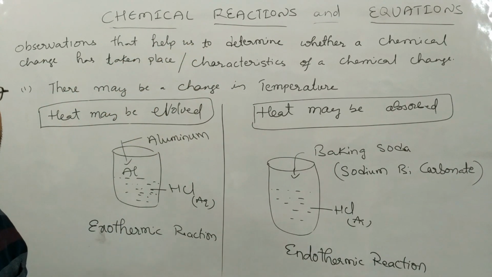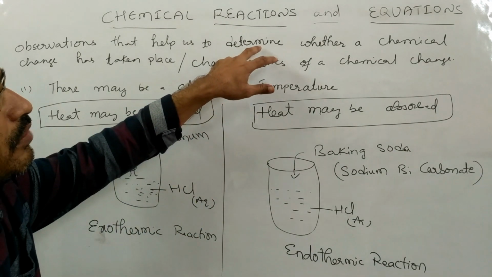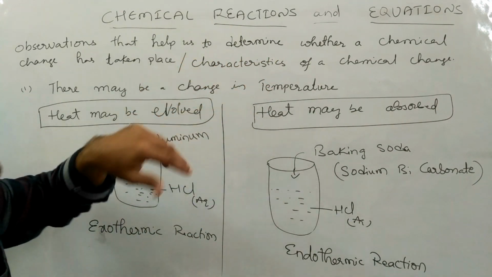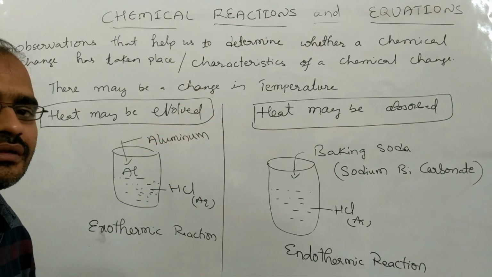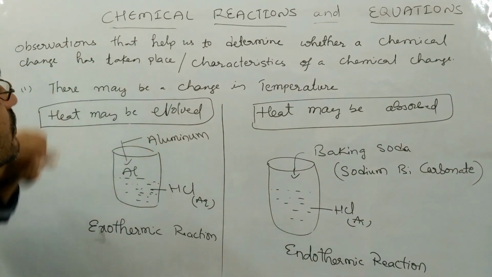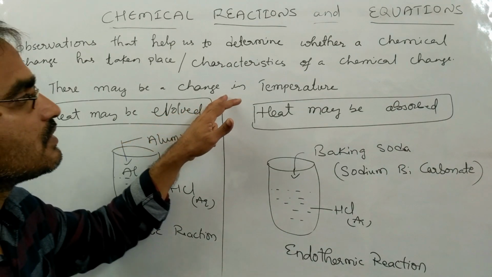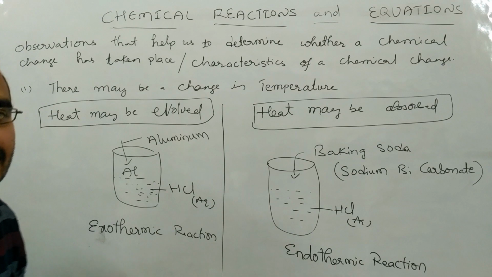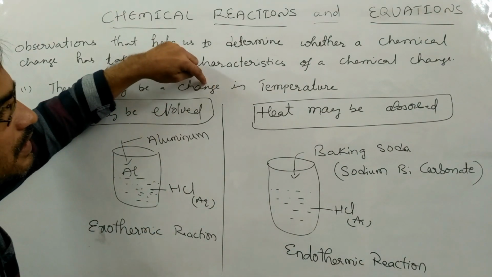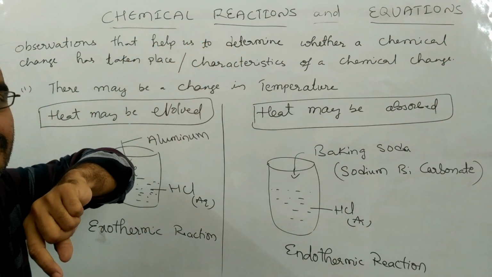The present topic of discussion is how can we determine whether a chemical change has taken place? How can we say that a chemical change has occurred? For that there are some observations. One of the observations is change in temperature. So what is change in temperature? Either an increase in temperature or a decrease in temperature.